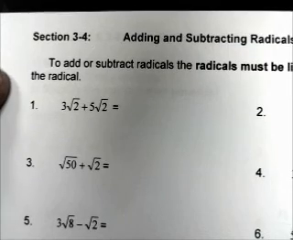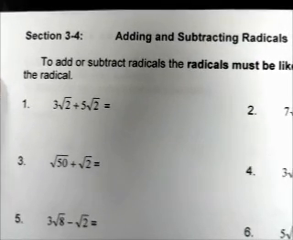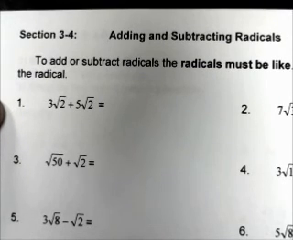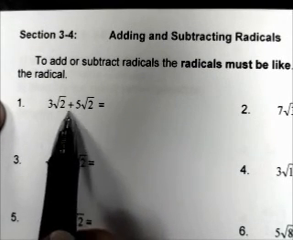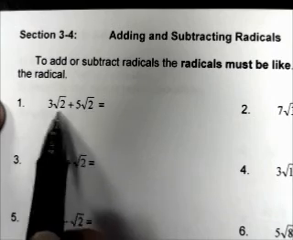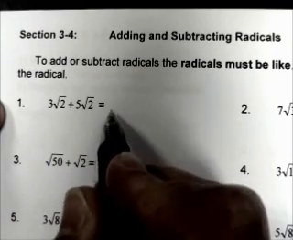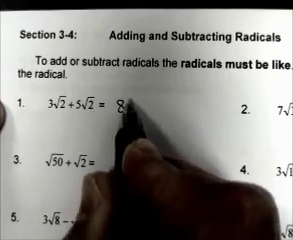To add or subtract radicals, the radicals must be like. Combine the coefficients and carry along the radical. Number 1, 3 square root of 2 plus 5 square root of 2. These radicals are like, so we combine the coefficients. 3 plus 5 is 8, and carry along the radical, square root of 2.